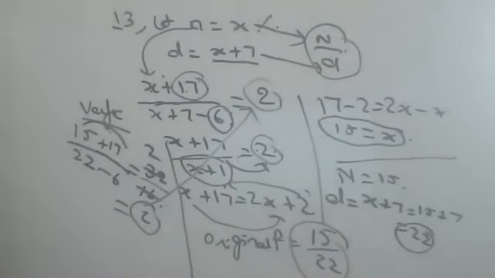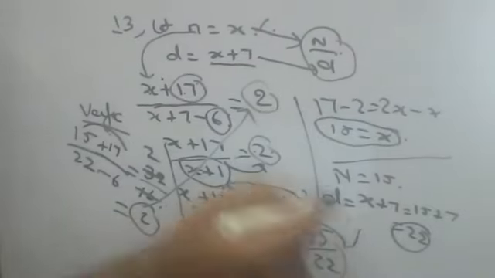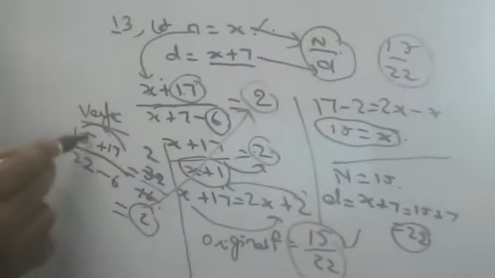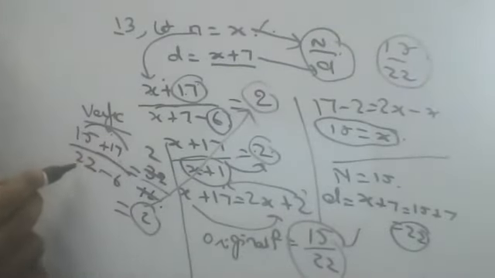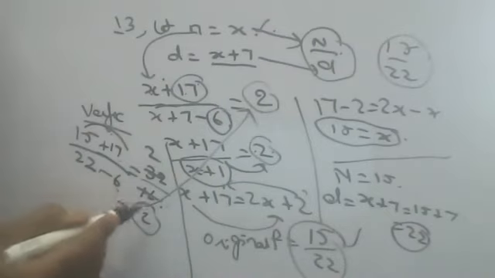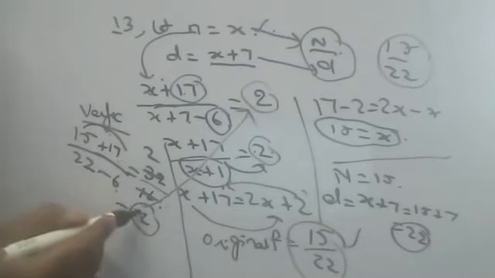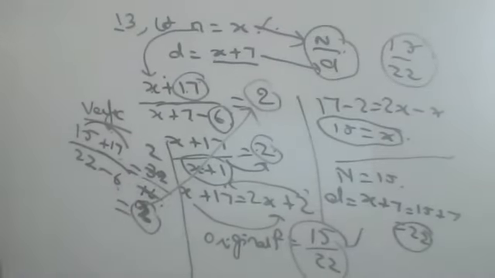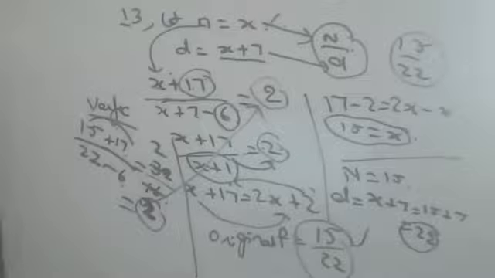So children, the question he asked was 15 by 22. The original fraction is 15 by 22. 15 is increased by 17 and 22 is decreased by 6. Then he said on simplification you will get 2. Yes, 32 by 16 is 2 only, no, children. That's what he said. Okay, children. Next.